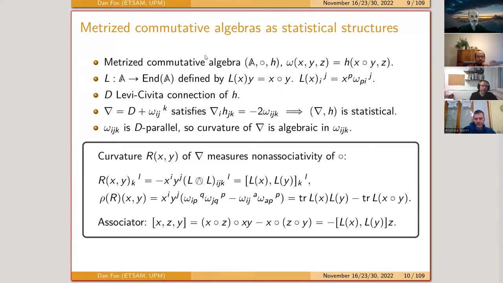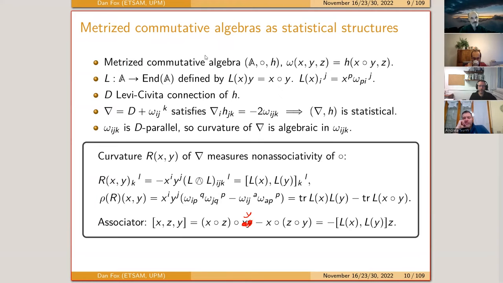But the consequence of the trilinear form being parallel with respect to the Levi-Civita connection is that the curvature of this new connection I've built is purely algebraic. And here I've written it out so that if this is the curvature of this connection, what comes out is that it's essentially given by the commutator of these left multiplication endomorphisms. And the commutator of these left multiplication endomorphisms, in the case of a commutative algebra, this is up to sign just the associator in the algebra. In this formula, this should be X of Z, this should be Y, and then this should be Y. Now it says what I wanted to say.